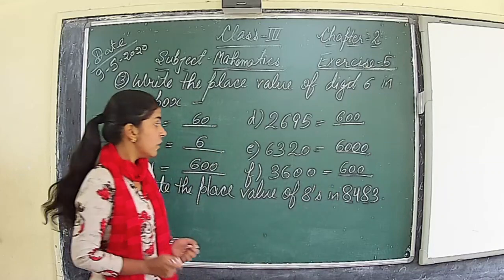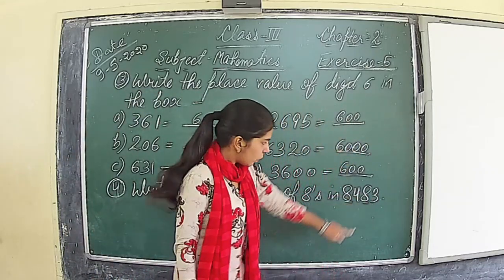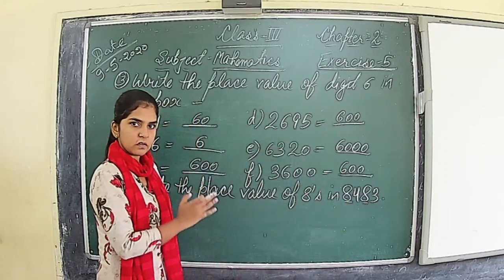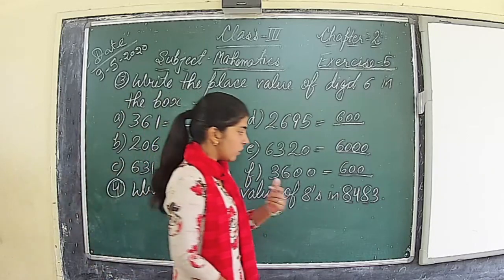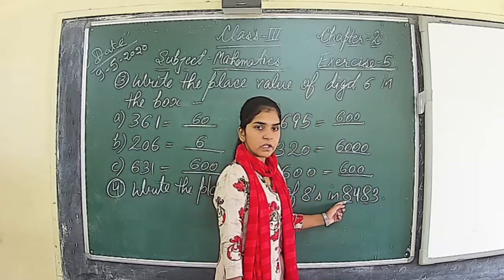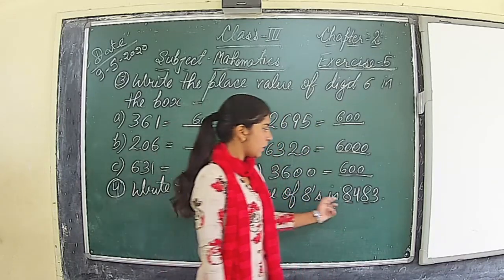So what will be the place value of this 8? What will be the place value of this 8? 8 times 10, right? 8 times 10 means 80. So its place value will be 80. And what is the place of this 8? Place of this 8 is 1000. So its place value must be 8000.